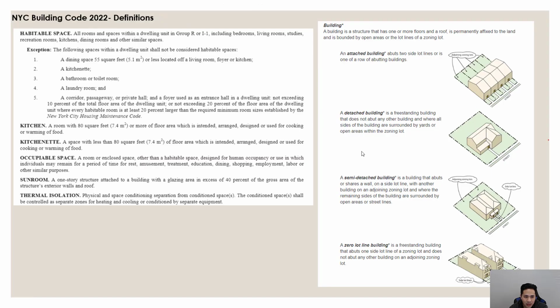So to do a quick recap, if a building is touching none of the four lot lines, it's considered a detached building. If the building is touching one out of the four lot lines, depending on whether the building is touching the adjacent building or not, it'll be called a semi-detached building or a zero lot line building. And if the building is touching two of the four lot lines, it's considered an attached building.